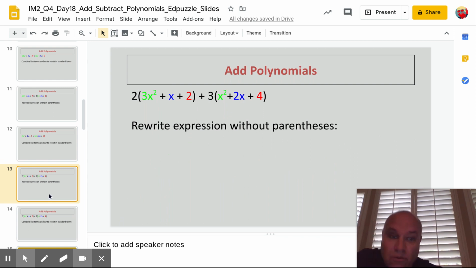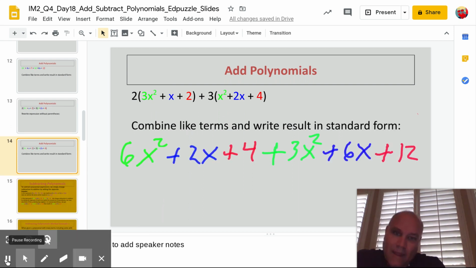Oh, here's a challenging one. I'd like you to rewrite this without parentheses. This one you needed to do the distributive property twice. So the first polynomial, 3x squared plus x plus 2, we multiplied everything by 2. So that's how we get 6x squared plus 2x plus 4. The second polynomial, x squared plus 2x plus 4, we multiplied that one by 3. So that's how we got the 3x squared plus 6x plus 12.